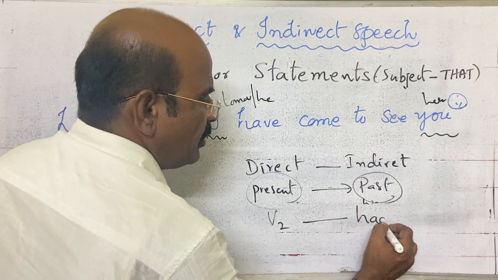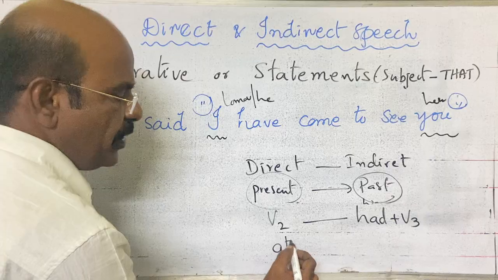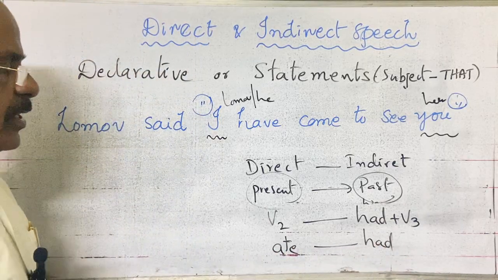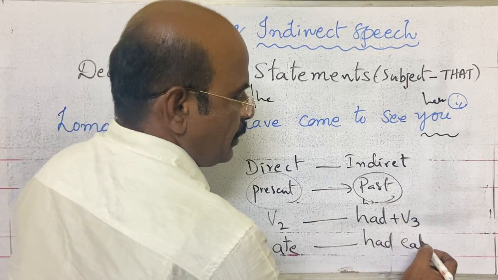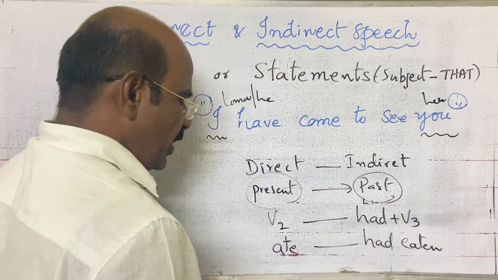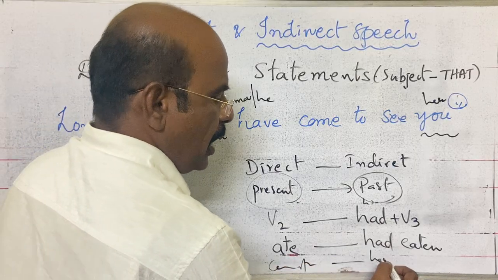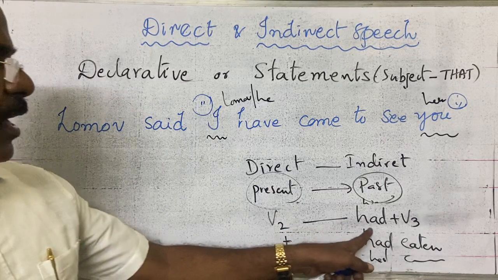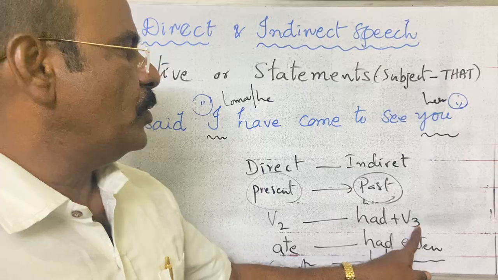Then you have to convert that verb into had plus V3. For example, if "ate" is given here, you write had plus V3: eat, ate, eaten. So "had eaten" you are taking. Or for example, "completed," you are writing "had completed." So like that, whenever V2 is given, had plus V3 will come. This is the main thing you have to observe.